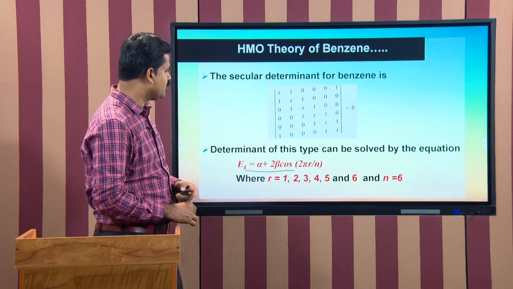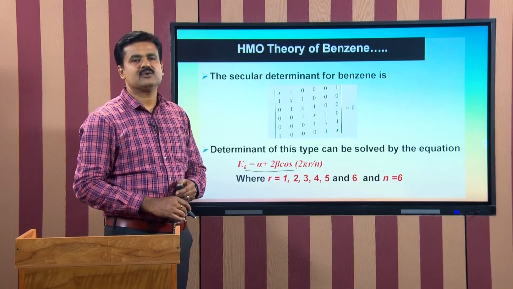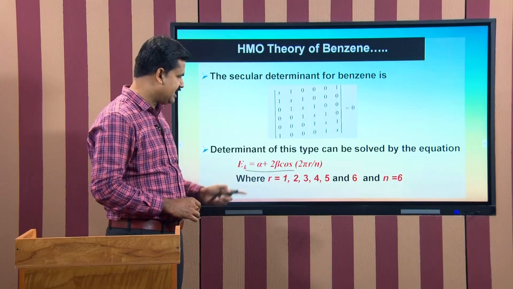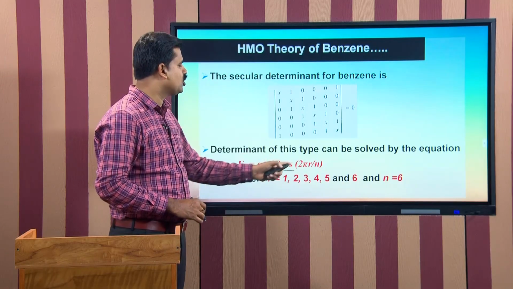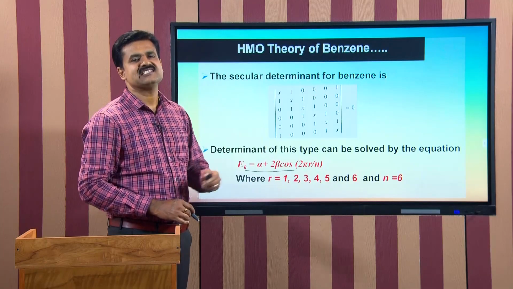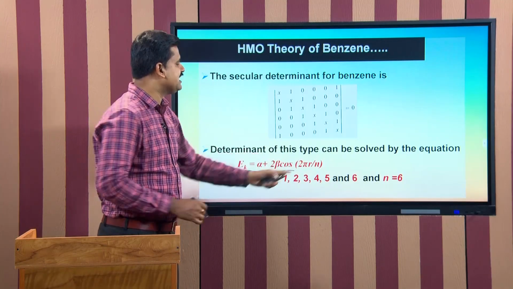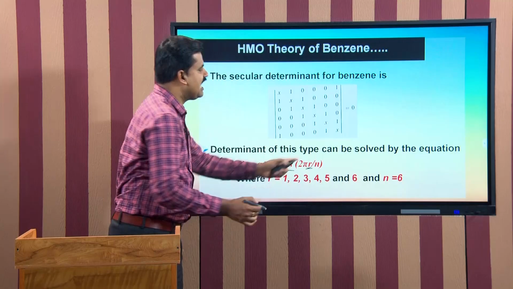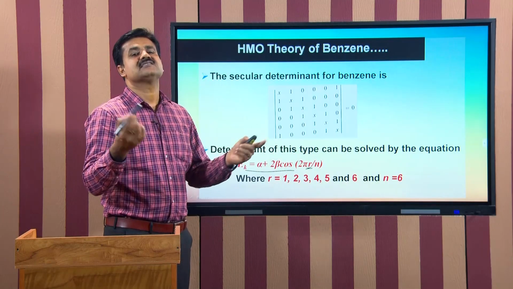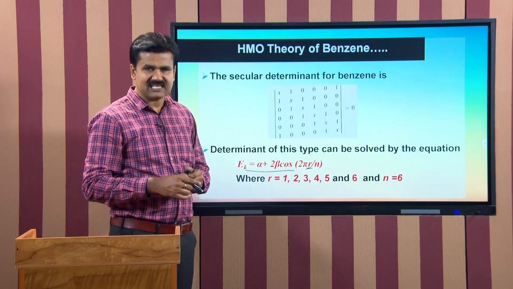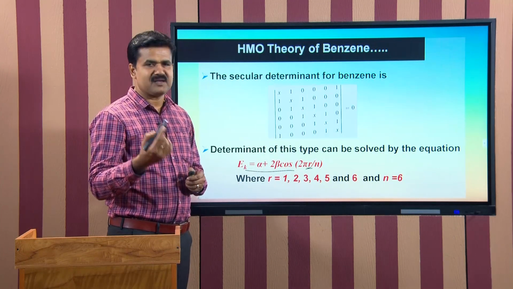Ek is equal to alpha plus 2 beta cos 2 pi r divided by n, where r is equal to 1, 2, 3, 4 and 5 and n is equal to 6. By putting various values of r and n is equal to 6, we will get 6 different values for energy levels, out of which some levels may be the same.